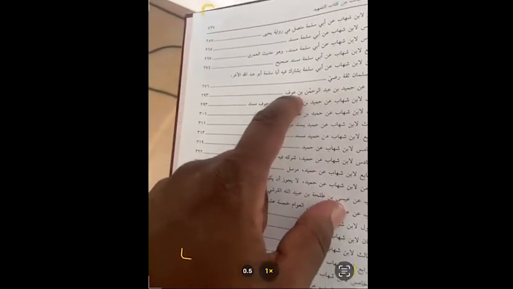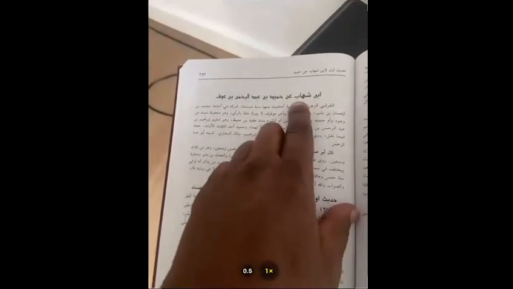Soon he's going to move off from Humayd to another Humayd. We need Humayd bin Abdurahman bin Awf. So that's page 293. So this is the process you're going to go through. Okay, Ibn Shihab and Humayd. That's what we're looking for.